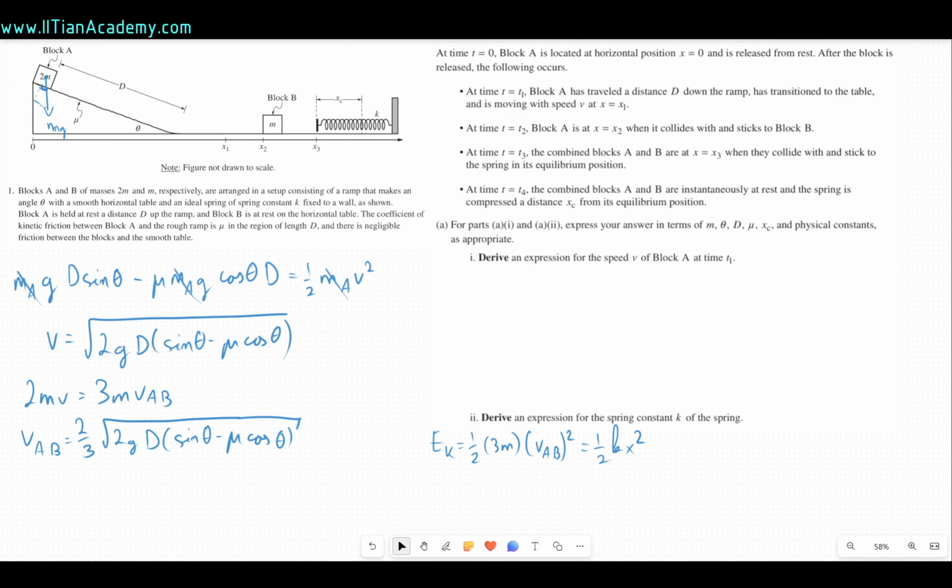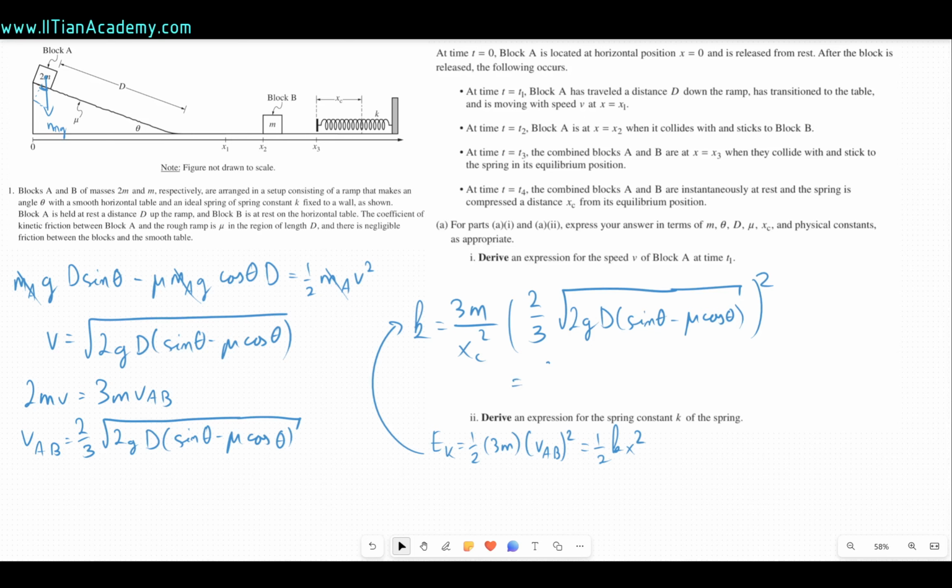So all we need to do now is rearrange for k. So k will be 3m over xc squared. We divide by this times 2 over 3 times sine theta minus mu cosine theta, and all of this is squared. And so finally we get 8 over 3 mgd, like this, divided by xc squared.